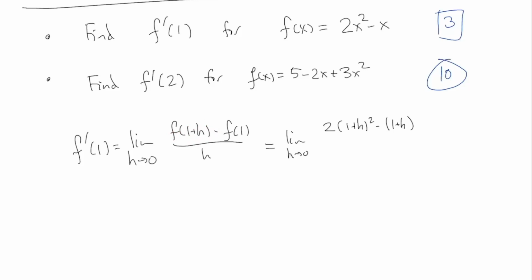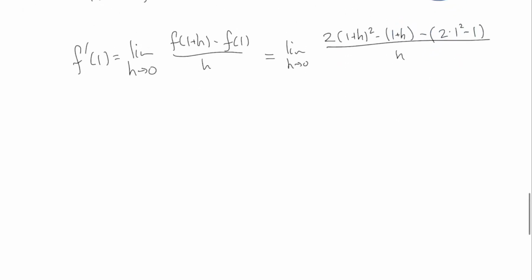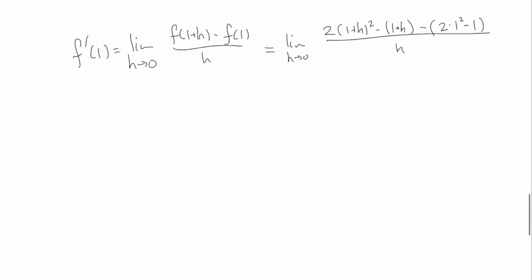And then minus f of 1, which is, you go up here and plug in 1. I put that in parentheses, 2 times 1 squared minus 1, all over h. So I believe I did that step properly. It looks easy when I do it, but you could take 5 minutes thinking about that one step. But that's how it's done. I'm a trained professional.